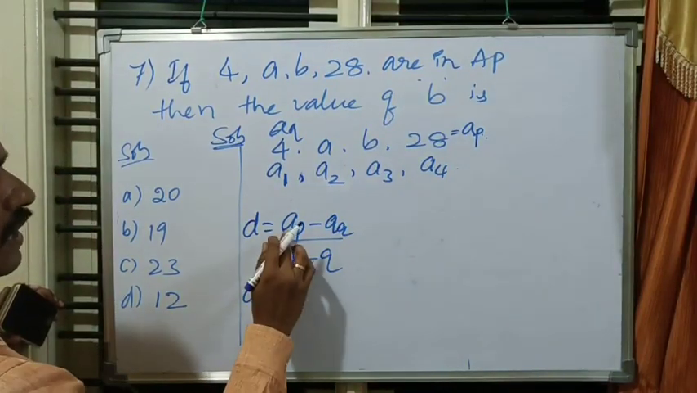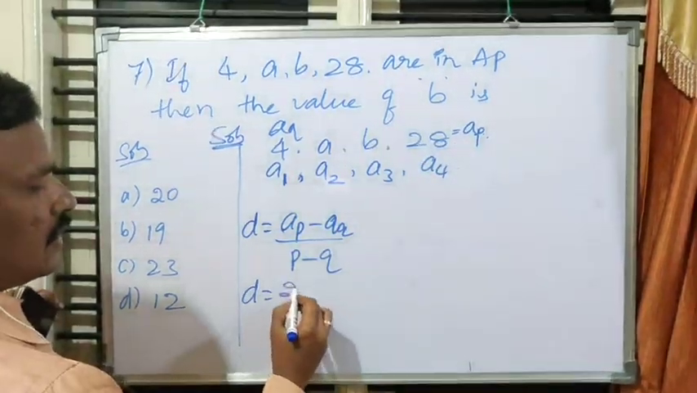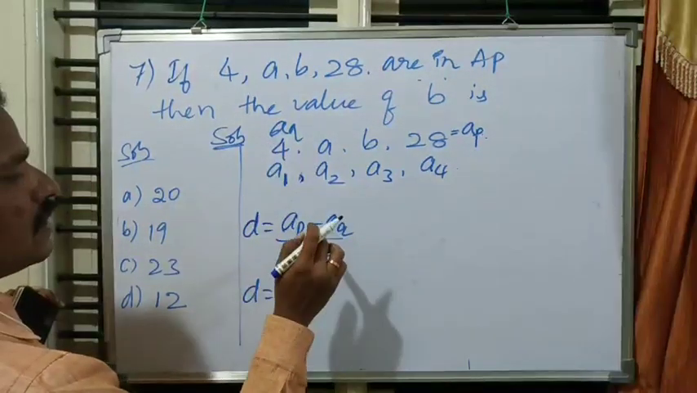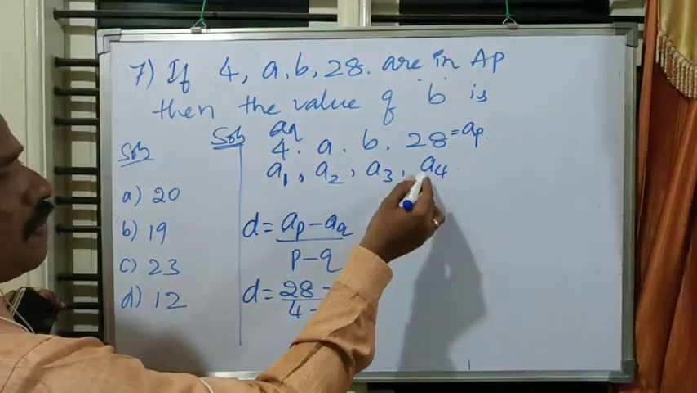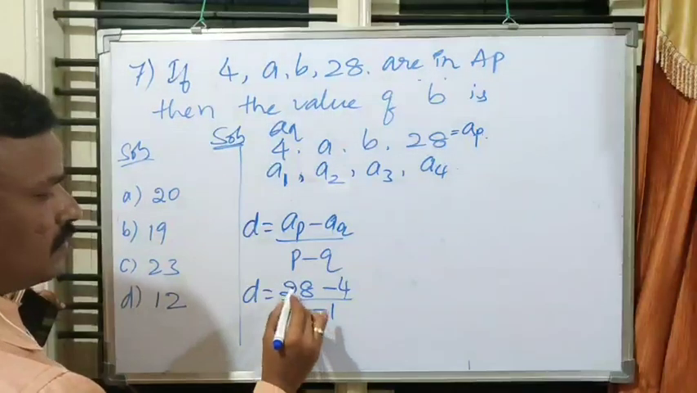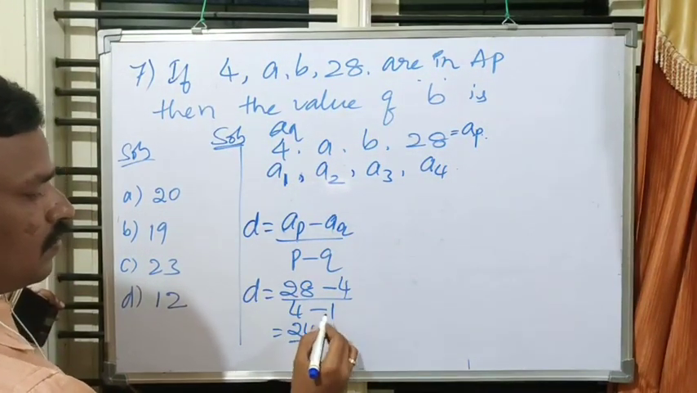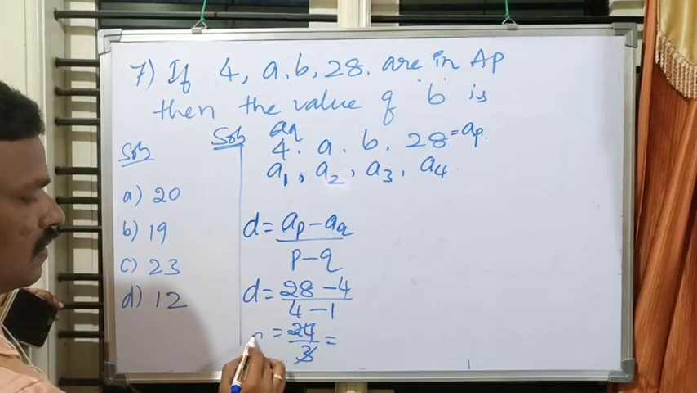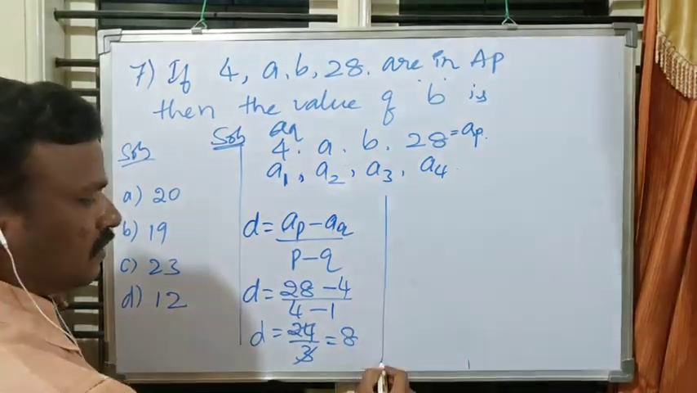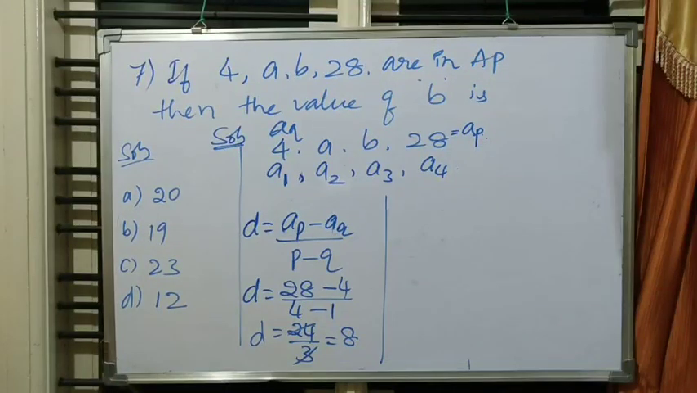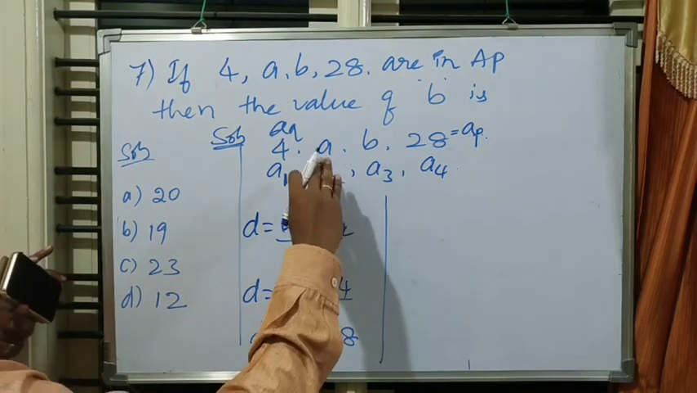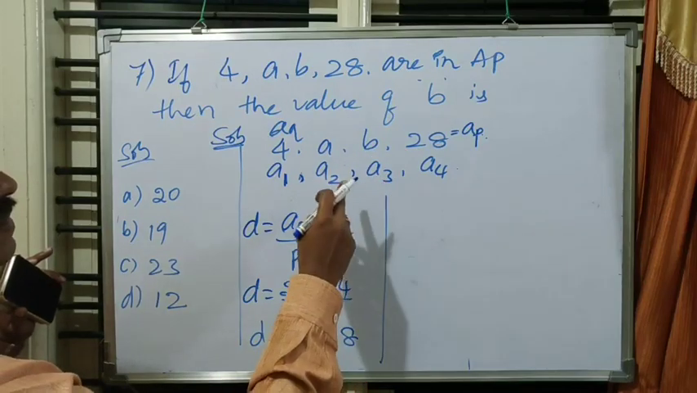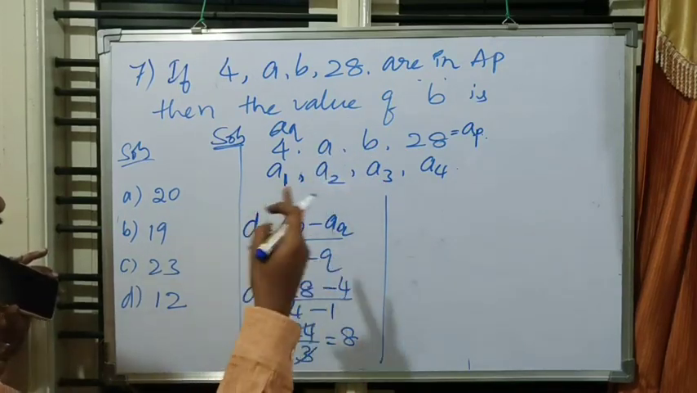If you substitute, AP value is 28 minus AQ value is 4, then P value is 4, Q value is 1. So it becomes 28 minus 4 is 24, 4 minus 1 is 3, 3 8s are 24, therefore D is equal to 8. Easily we can find the D value 8 by this method. When you know this D value, you can add it to get the next succeeding terms. Very simple.